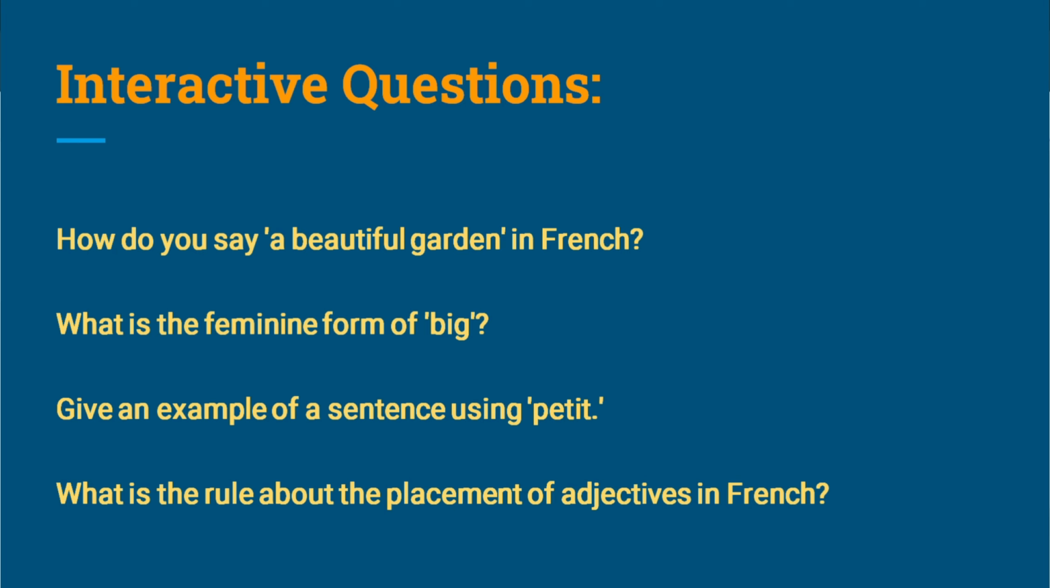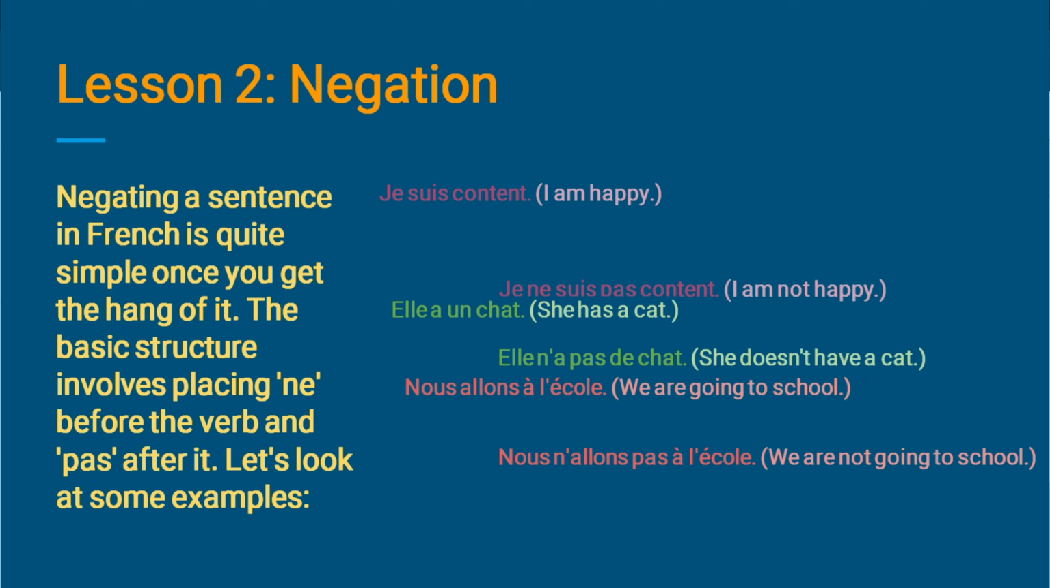Interactive questions. How do you say a beautiful garden in French? What is the feminine form of big? Give an example of a sentence using petit. What is the rule about the placement of adjectives in French?